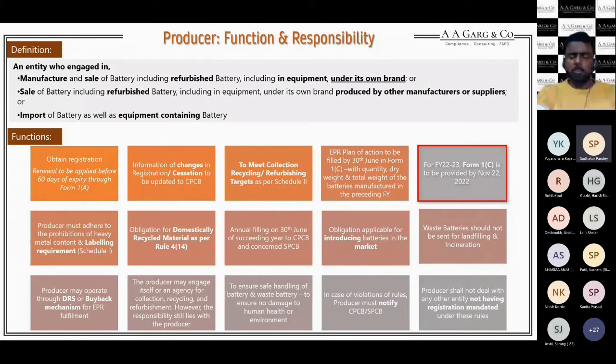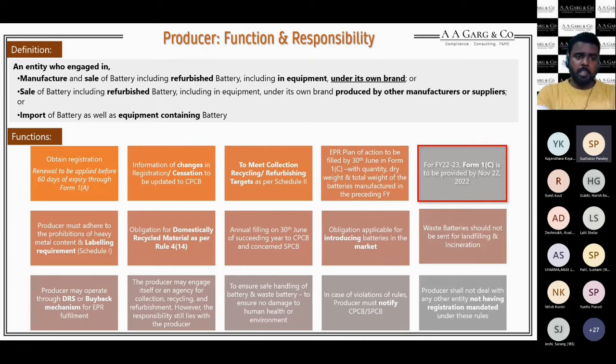Now I will talk about the functions and responsibilities of the producer. But before that, I would like to clarify the definition of the producer. As per the definition given in this rule, who will be called a producer? An entity engaged in manufacturing and selling of batteries, including refurbished batteries, including in-equipment batteries, under its own brand. That entity will be called the producer. It means if you are a manufacturer and you are selling refurbished batteries, or you are selling any equipment which contains a battery, you will be taken as the producer as per this definition.